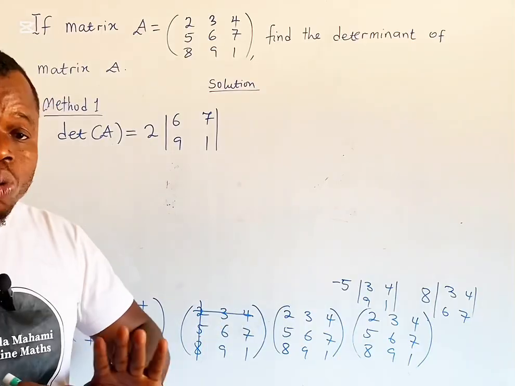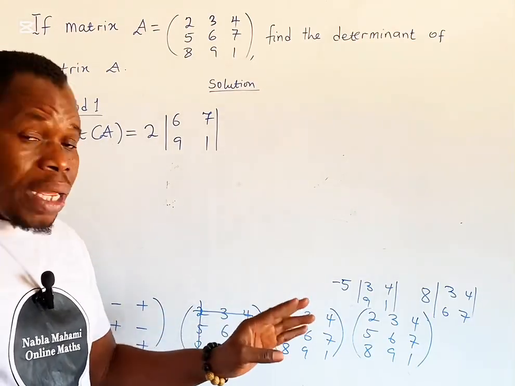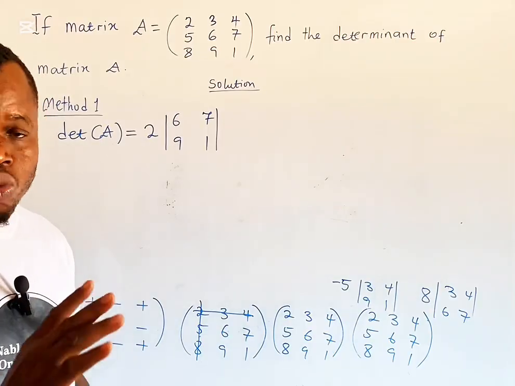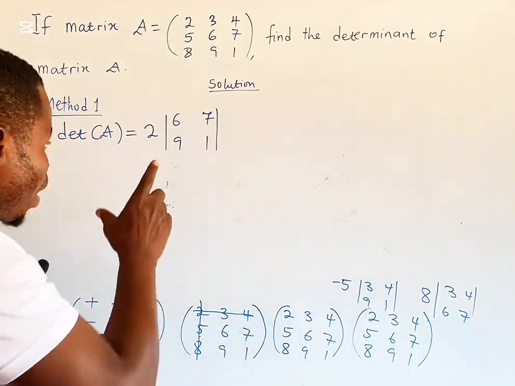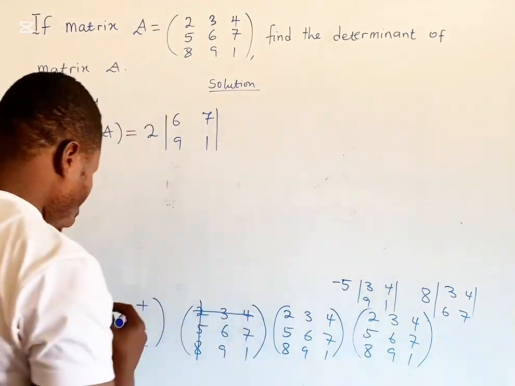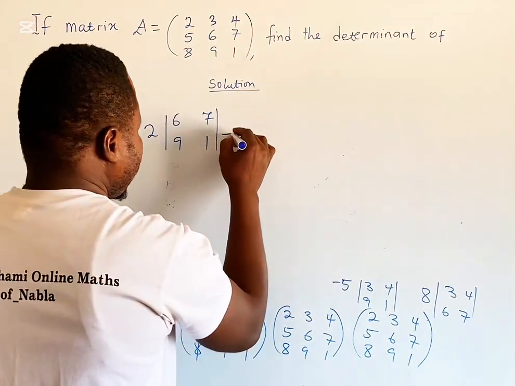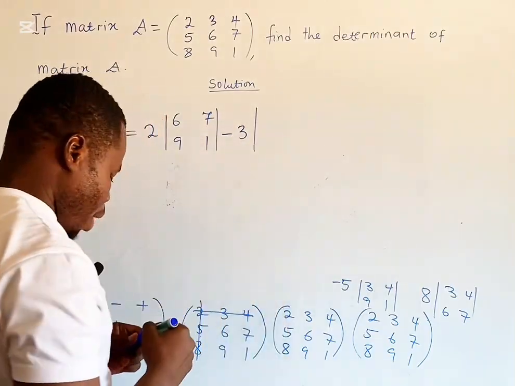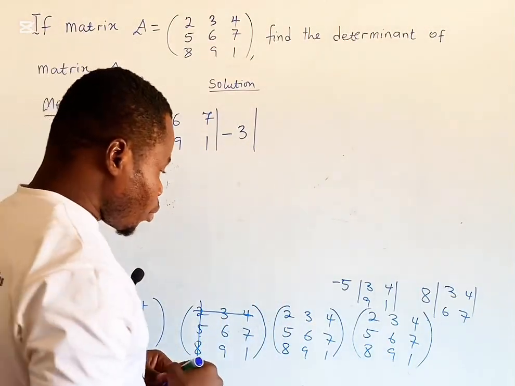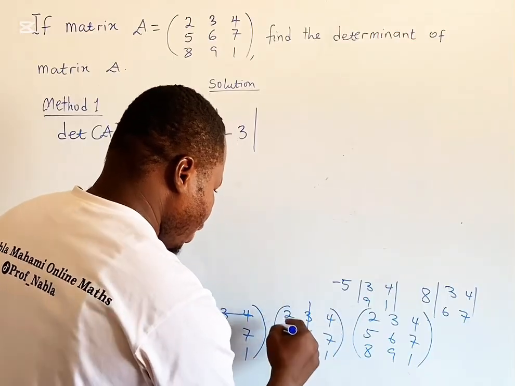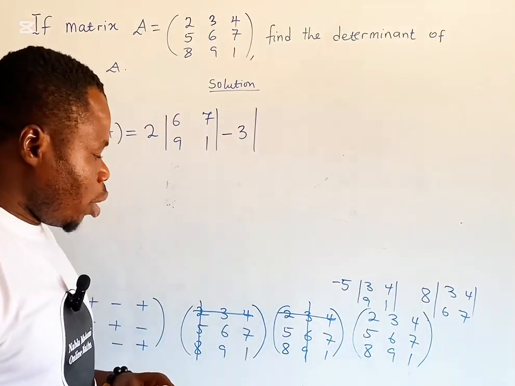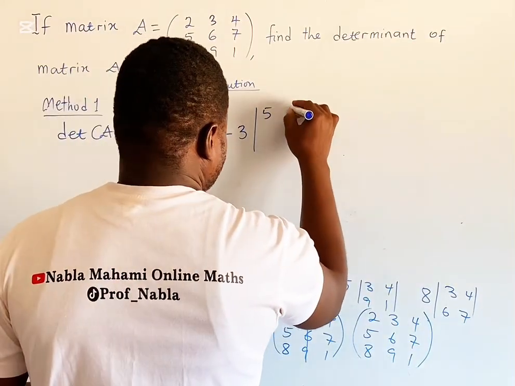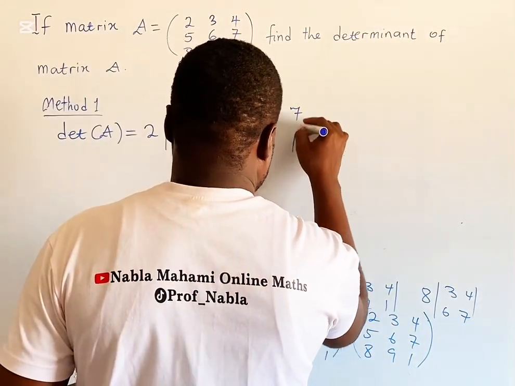If you are using a particular row, your minor will be different from when you are using another row, but the answer will be the same with any of the rows. So I'm using the first row. Then I'll go to the next sign, which is minus. The number here is 3. Then I will get the minor of 3. So here I'll delete the column of 3 and the row that 3 belongs to, and I have 5, 7, 8, 1.